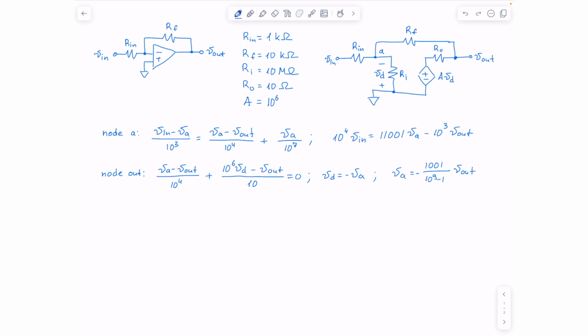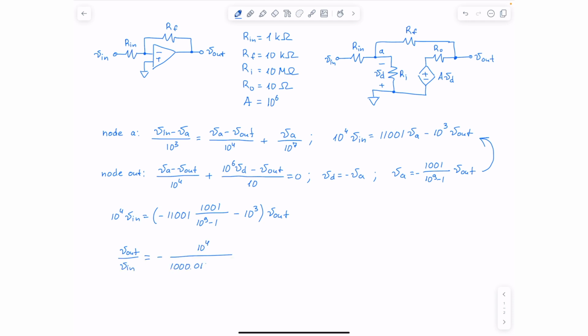Now we substitute the equation for VA into the first equation, and we get the following. So rearrange it to get the voltage gain. We have V out over V in. So we get minus 9.999889881, which is very close to minus 10.